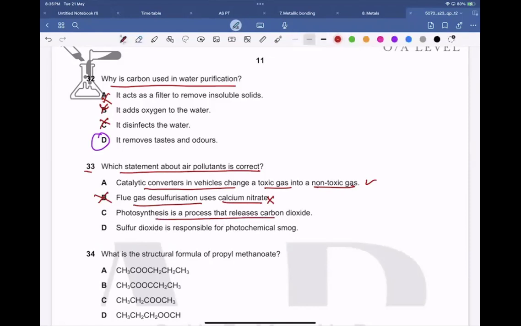Photosynthesis is a process that releases carbon dioxide. No, it releases oxygen, right? Sulfur dioxide is responsible for photochemical smog. Not at all. Nitrogen oxides are responsible for that. So 33A.